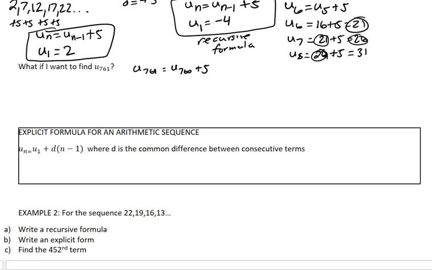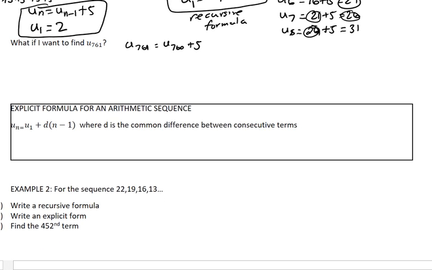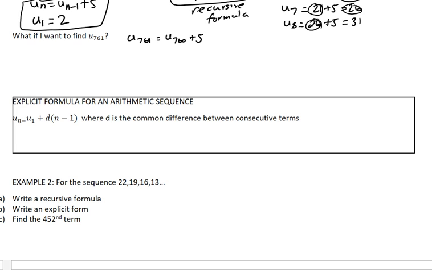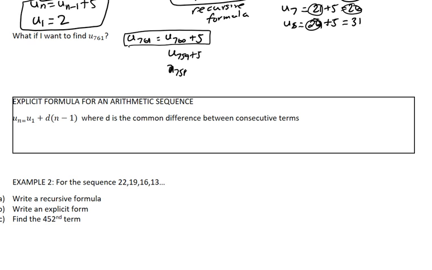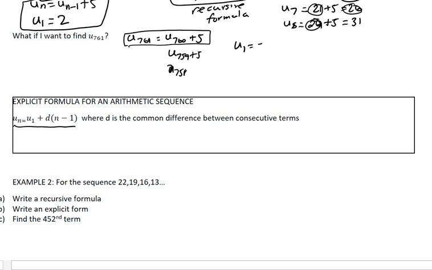Now an explicit formula. This is where it would be nice to not have to do u sub 759 and then u sub 758 and so on. An explicit formula is going to allow us to avoid that. And here's an explicit formula. In this particular formula, u sub 1 was negative 4 and u sub n was u sub n minus 1 plus 5.